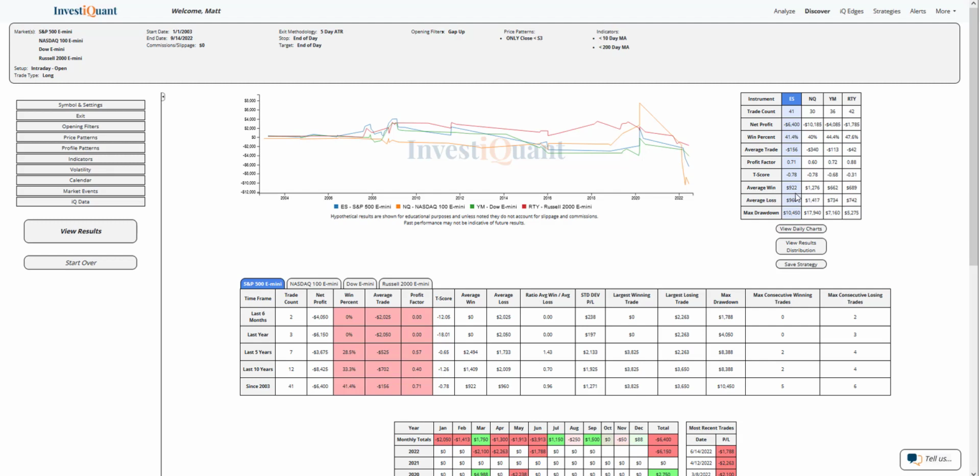So all four of them have larger moves to the downside compared to the moves to the upside, and all four of them have win rates under 50%, with NASDAQ being the weakest at 40%. So a little bit weaker day following that, historically speaking. We'll find out what happens today.